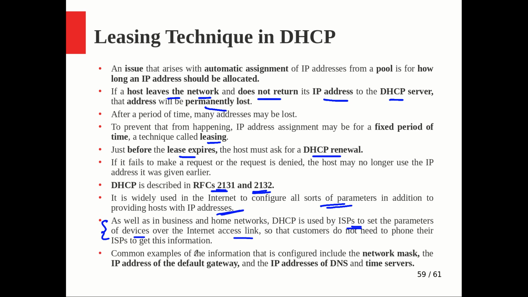Common examples of the information that is configured, other than the IP address, include the network mask, the IP address of the default gateway, the IP address of the DNS server, and the time server. Everything can be configured with the help of the Dynamic Host Configuration Protocol. You can see all those things on your machine. You can check it. So that's about the discussion on DHCP.